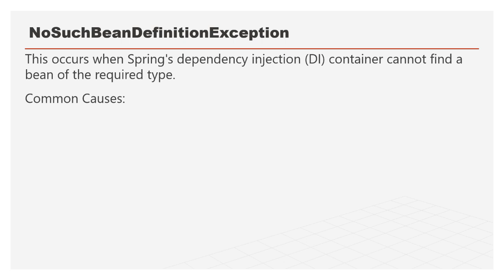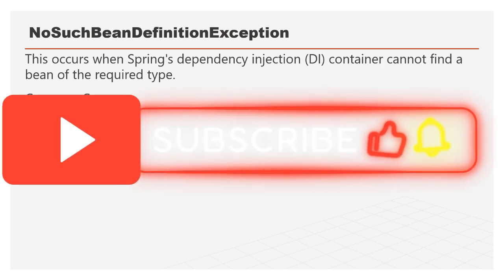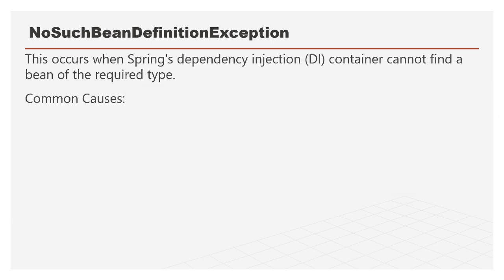So the very first thing we are going to look at is NoSuchBeanDefinitionException. Now this is one of the important exceptions and most frequently faced by developers, right? When you are dealing with beans and the Spring Boot dependency injection container, the container is not able to find the required type. This is one of the causes.